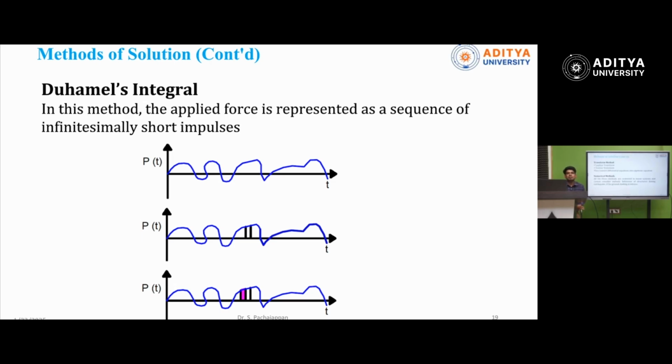And the next method is the transform method. Two transform methods are there. One is the Laplace transform method, another one is the Fourier transform method. What it will do exactly is convert the dynamic differential equations into algebraic equations.